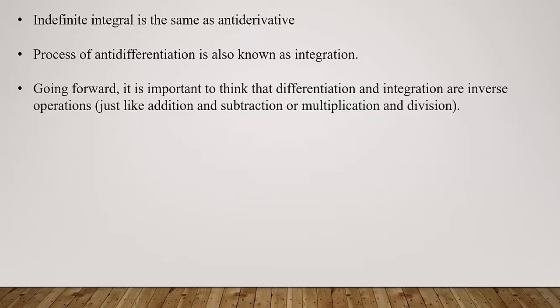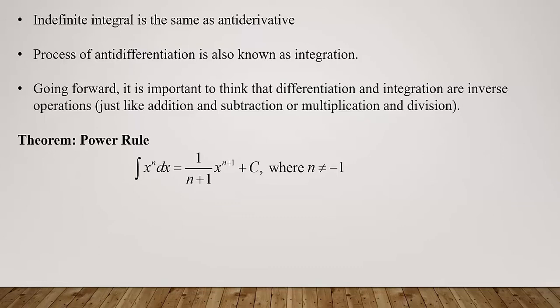Okay, now we need some rules on computing integrals, doing integration. The first one is going to be the power rule. And here's what the power rule says. When you integrate x to the n dx, or when you get the antiderivative of x to the n dx, that antiderivative is 1 over n plus 1 times x to the n plus 1 plus c, where n cannot equal negative 1, because if n were negative 1, 1 over n plus 1 would be 1 over 0, and we just can't do that.